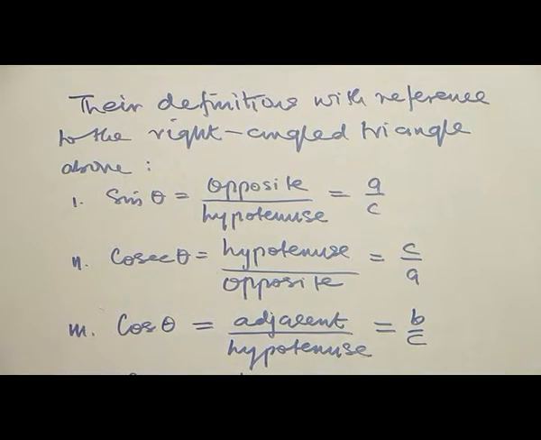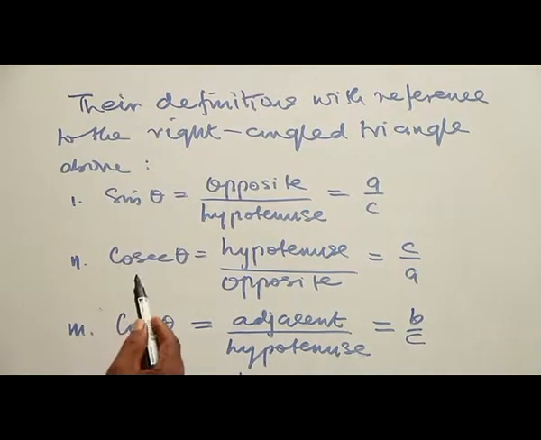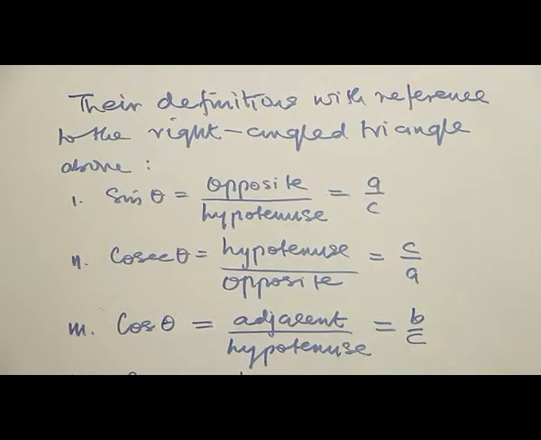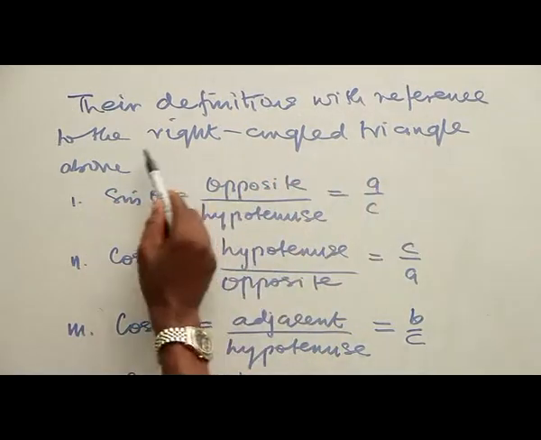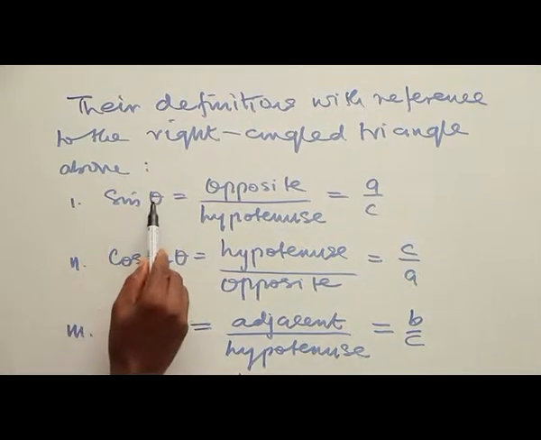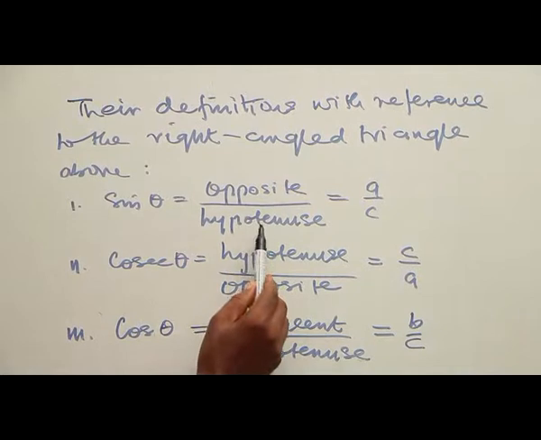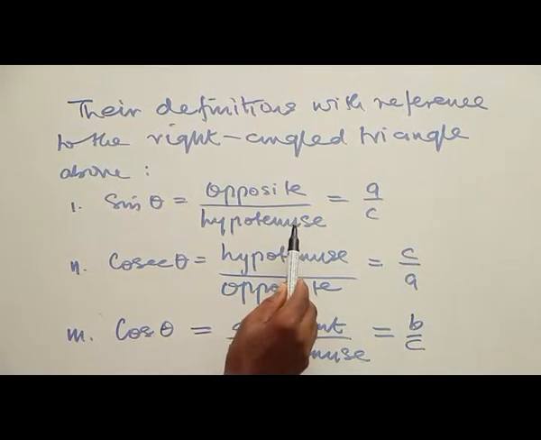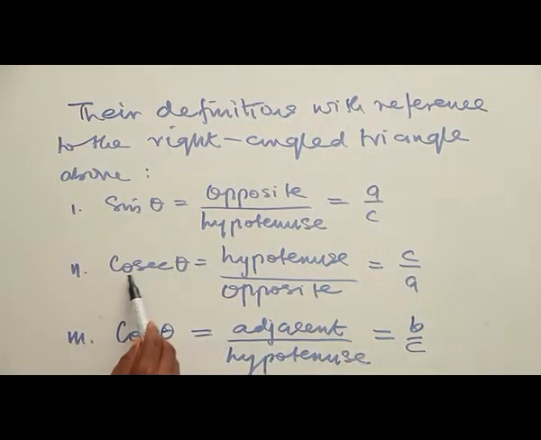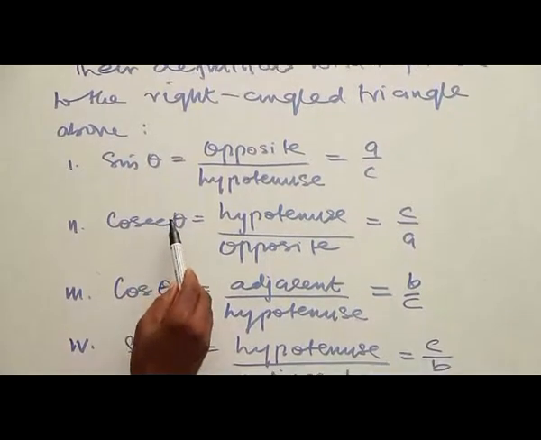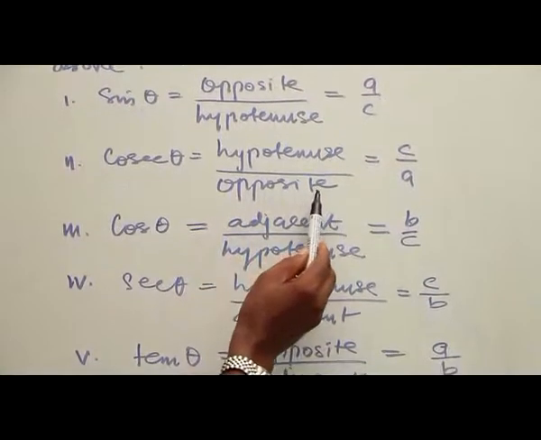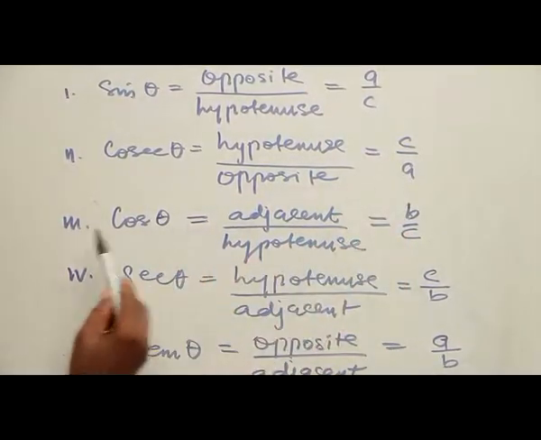We have the definitions of sine, cosine, tangent, and their reciprocals. These are the tools we are going to be using in dealing with problems involving triangles. So their definitions with reference to the right-angled triangle above are: 1. Sin theta is defined as opposite over hypotenuse, and with reference to the triangle we have above, that is A all over C. 2. Cosec theta, the reciprocal of sin theta, is the inverse of sin theta, which is hypotenuse over opposite, which is C all over A.